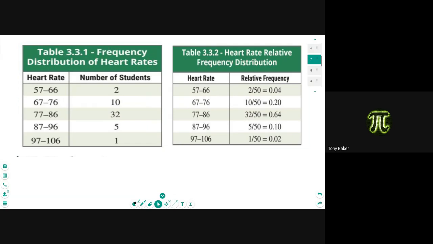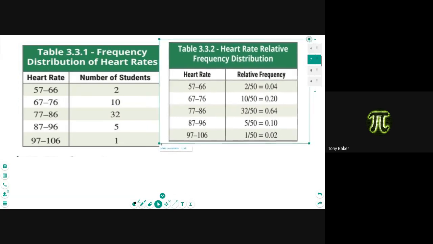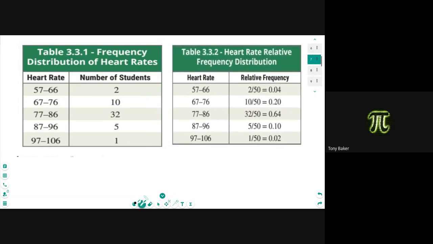So our frequency distribution is just the count. Our relative frequency distribution is the count divided by the totals. So our numbers are going to be in terms of percentages. In this case, you can see that 2, and we divided it by 50 because there's 50 values. So we get the 4% or the 0.04. Remember that percents are always 2 decimal places. So 0.04 is the same thing as saying 4%. 0.20 is 20%. That's 64%, 10%, and 2%.